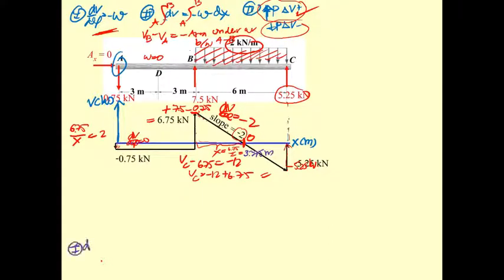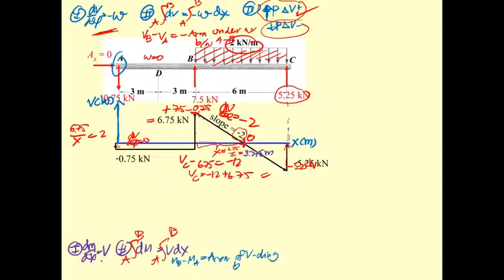Now we go to the next step to determine the moment diagram. We have dM by dx equal to V, and for the second, dM equals V dx, and then we do the integration from A to B. So we get M sub B minus M sub A equal to the integration, the area of the V diagram between A and B. The third one we don't use in this one.